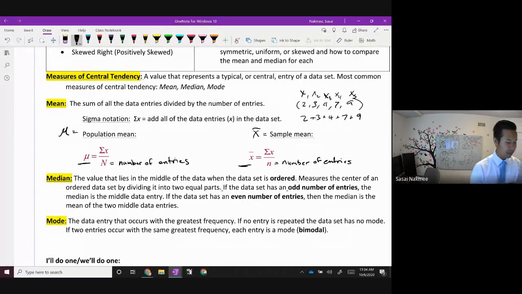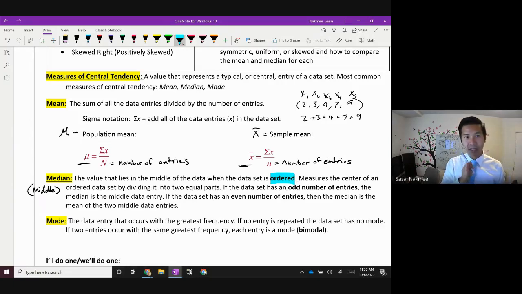The median, right? Looks like this long-looking thing, but I just want you to think to yourself, when you hear the word median, I want you to think of the word middle. It's the number that's exactly in the middle of your data set. Now, in order for you to do this, though, you need to make sure that your data is in order, right? Once you put it in order, you're looking at the one that is exactly in the middle.